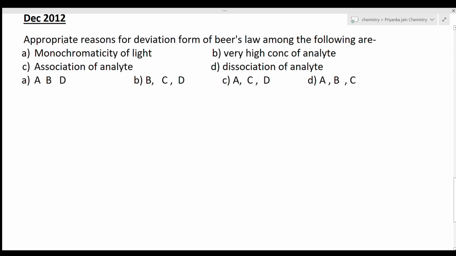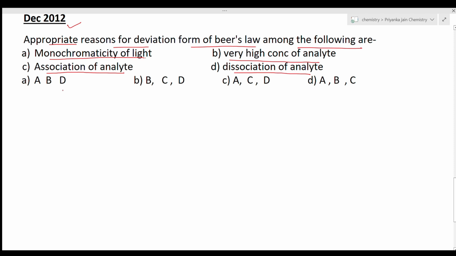This is the next question. See here, December 2012 question. Appropriate reasons for deviation from Beer's law among the following are: A, we have been given monochromaticity of light. B, very high concentration of analyte. C, association of analyte. And D, dissociation of analyte. So what are the reasons for the deviation?